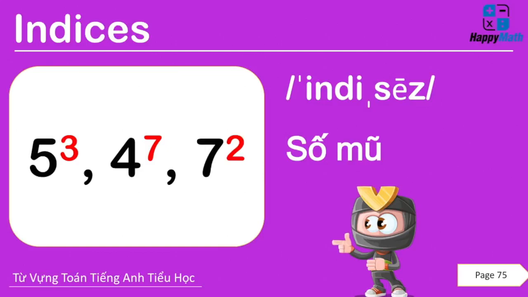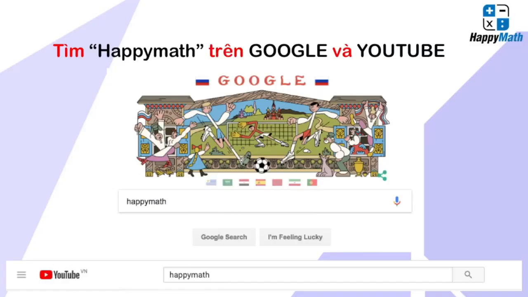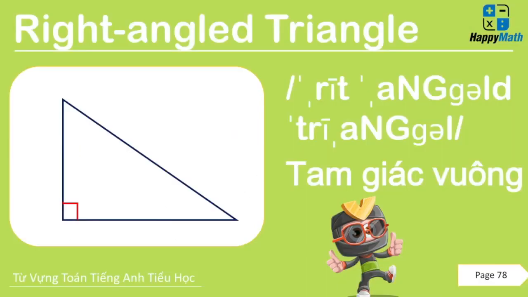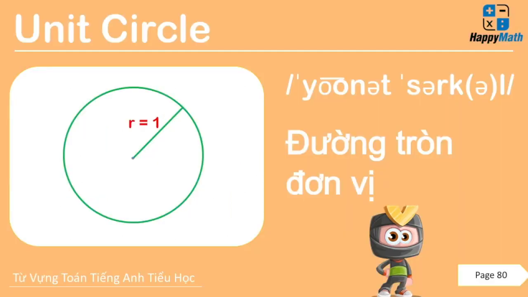Indices. Exponential. The power number. Right angle triangle. The triangle has one angle that is 90 degrees. Dimension. Unit circle.